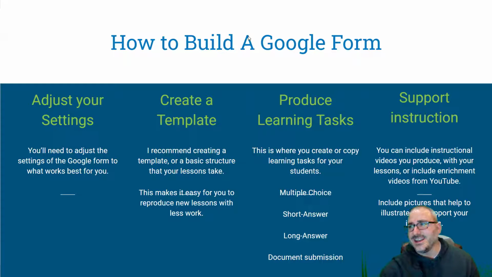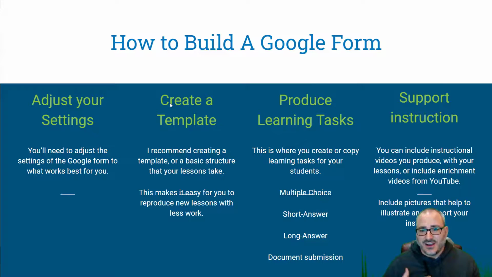Here's the basics on how to build a Google form, which I'll get to in the next video, which I'll append to this one. You're going to have to adjust some settings. We're going to talk about adjusting the settings of a Google form to what works best for you. And then you create a template. My template is to have the title, learning targets, some vocabulary, some standards, and those little pieces are in every single one of the Google Forms I create. Every time I do day one of a new lesson, I've got to have new vocabulary, new learning targets, new standards and things like that up there.